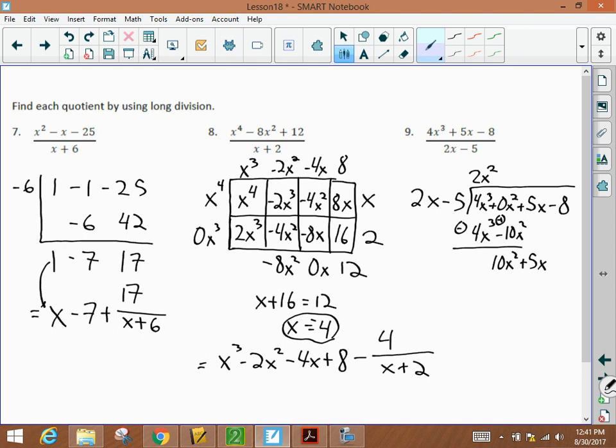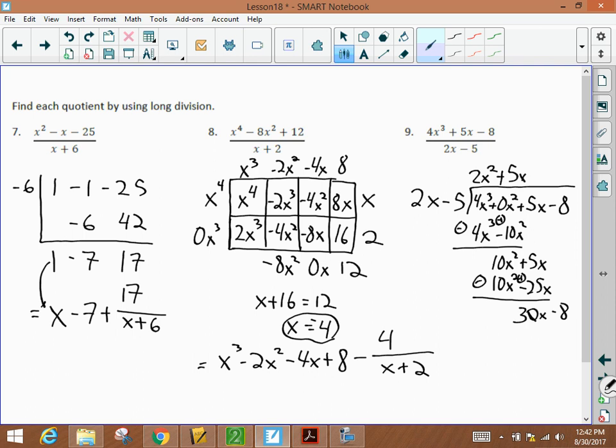What do I need to multiply 2x by to get 10x squared? That is going to be 5x, right? When I distribute that 5x, I get 5x times 2x is 10x squared, and 5x times negative 5 is negative 25x. I'll go ahead and change the sign, sorry about the messiness, and add. This becomes 30x. Drop down that negative 8.